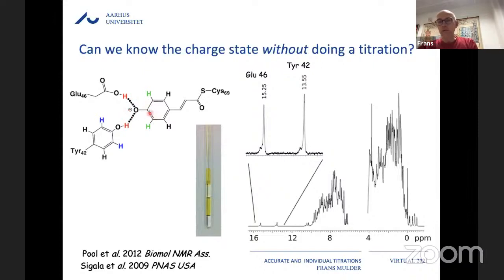The nice thing about this is that in a simple one-dimensional proton NMR spectrum, you can see these two peaks, and these two peaks have been assigned. One of them is associated with the hydrogen drawn in red here, which belongs to the tyrosine, and the other one is the hydrogen observed between the parachimeric acid chromophore and the glutamate residue.